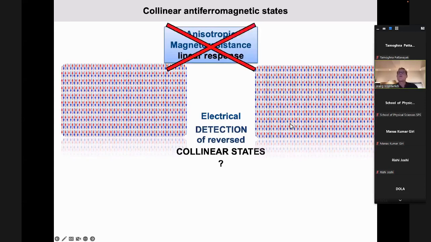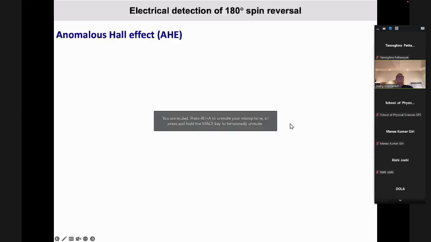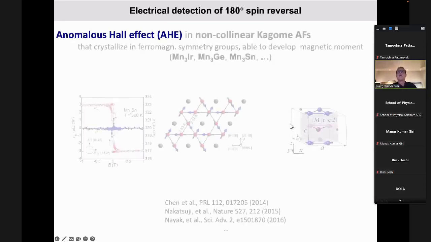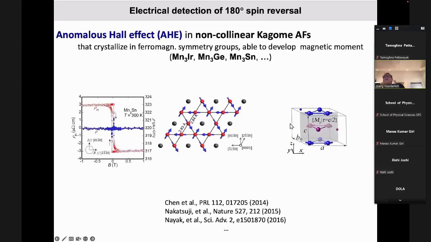You cannot use the anisotropic magnetoresistance, at least not a linear response. Well, there is a transport effect which changes sign when you reverse the magnetization. Typically, it's the so-called anomalous Hall effect. And this anomalous Hall effect is also present in some antiferromagnets, in so-called non-collinear Kagome antiferromagnets. There is a finite anomalous Hall effect, and you can indeed distinguish the reversed states when you switch the orientation of all the spins shown in this triangular spin arrangement. So this has been shown.